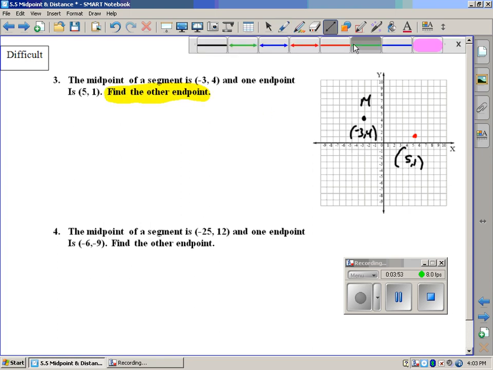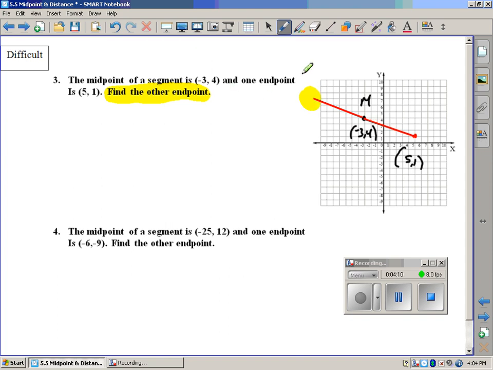Okay, so what's going on here? You have a segment that goes from here to here, and then it keeps going over here somewhere, and I'm not exactly sure where. The other endpoint is somewhere in this vicinity, and you're trying to find that x, y ordered pair. So how do you do that? Well, let's remember our midpoint formula. It says x sub 1 plus x sub 2 divided by 2 gives you the x value of the midpoint, and y sub 1 plus y sub 2 divided by 2 gives you the y value of the midpoint.